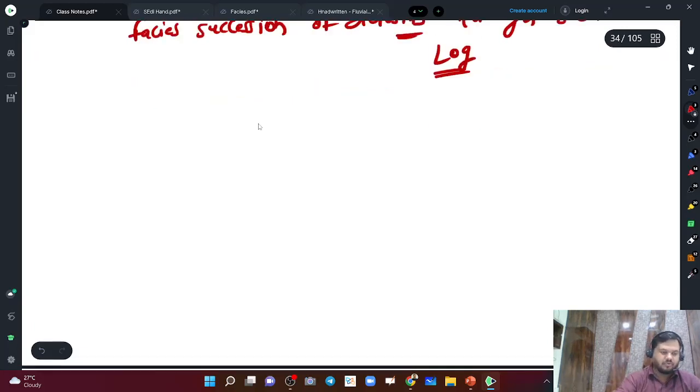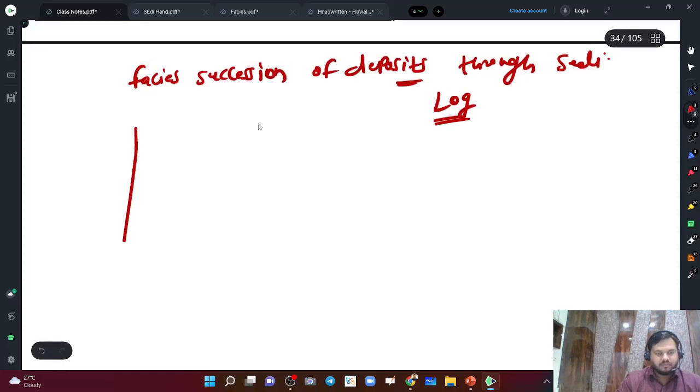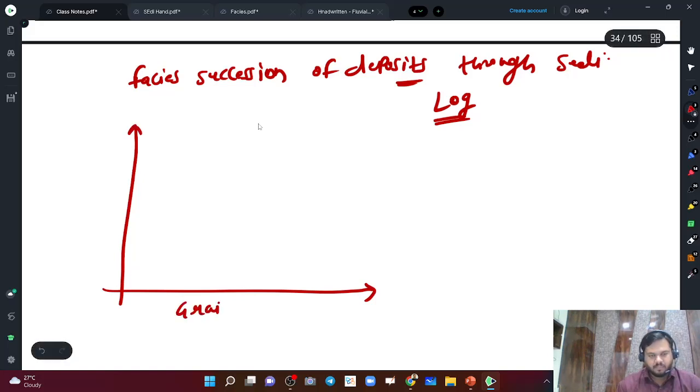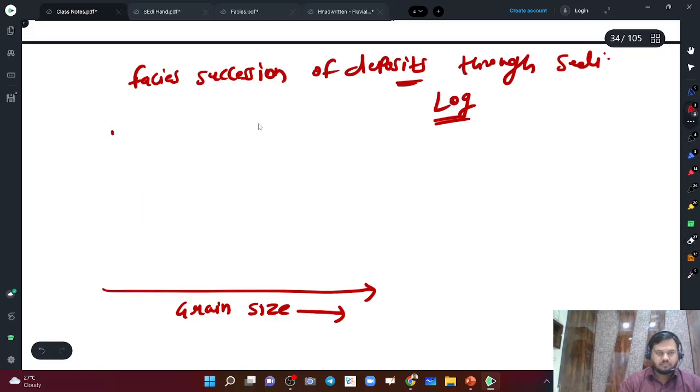So you have to draw it like this, right? What you have to draw, we will draw this in almost all depositional environments. So basically this is grain size. I hope you are following. Please focus here, this is important. Is it understandable? Okay, so this is how you need to draw it, right?